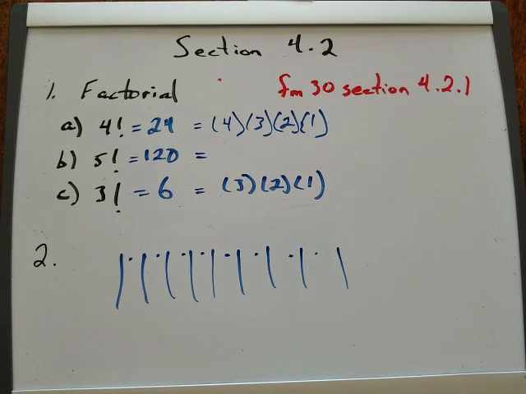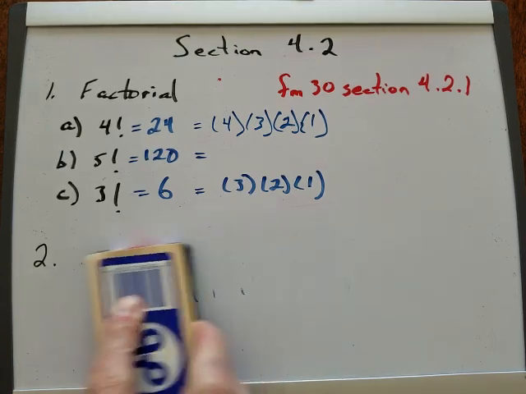Well, that is the 8 factorial. There's 40,320 different ways. You saw that one in the notes. That was example D. That is what a permutation essentially is.